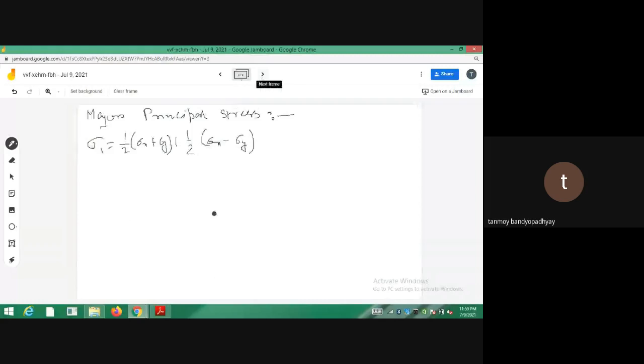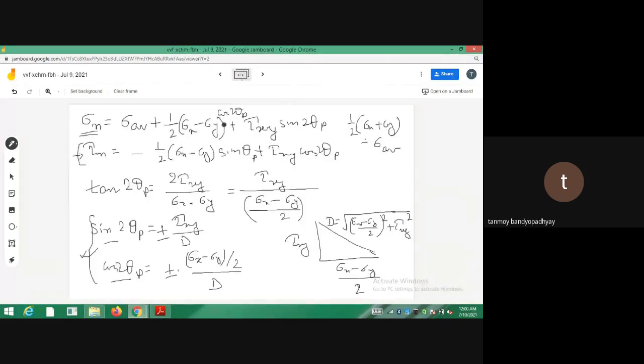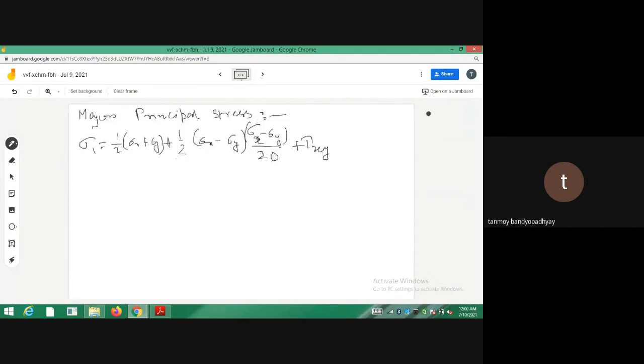So this one will be sigma x minus sigma y by 2d, okay, plus tau xy into sin 2 theta. So what is the value of sin 2 theta? The first is cos, then sin. So sin 2 theta is tau xy by d. So I am putting the positive values, into tau xy divided by d.